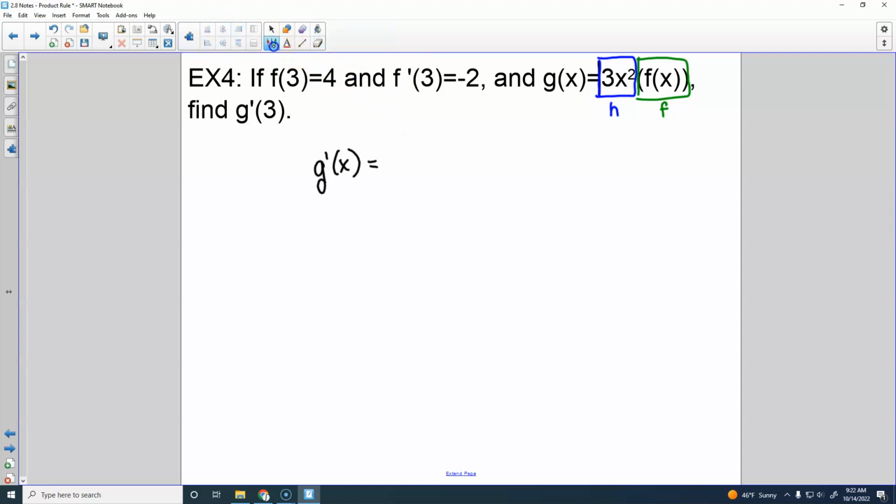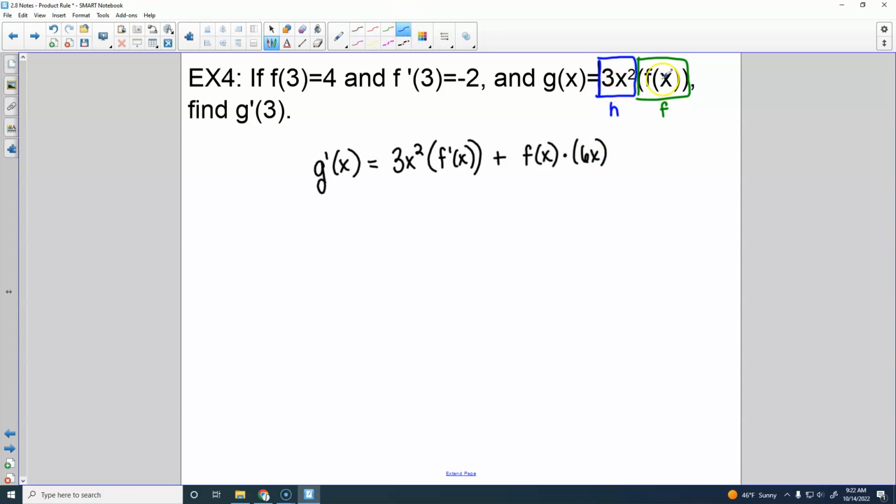So our h is 3x squared. Our derivative of f of x, we don't know anything to call it except to just call it f prime of x, because we don't have the function for f. Plus f, which again we don't have an equation for, so we're just going to have to call it f of x, times the derivative of h. And Grace, what would the derivative of h be? 6x. Alright, so that would be our product rule.